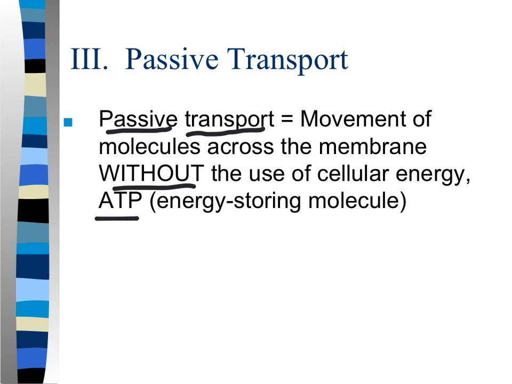So if a cell is doing passive transport, things are crossing the membrane and the cell is not doing any work to do this. It's not burning any ATP, the energy storing molecule that it made in the mitochondria. It's just happening automatically.